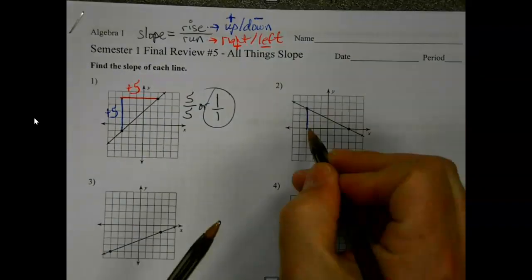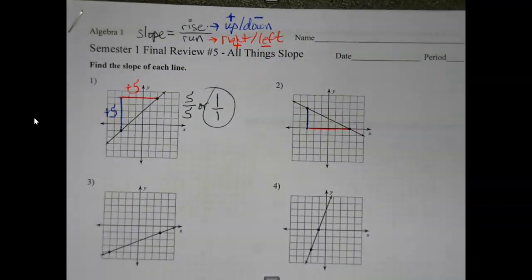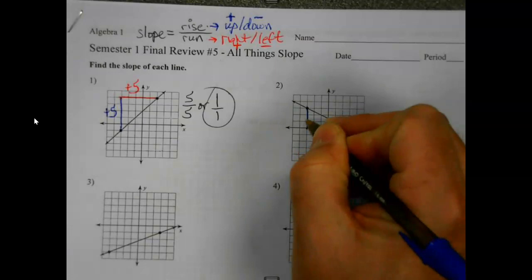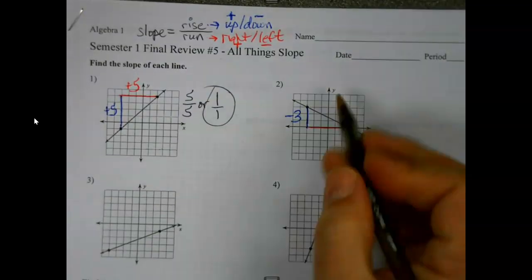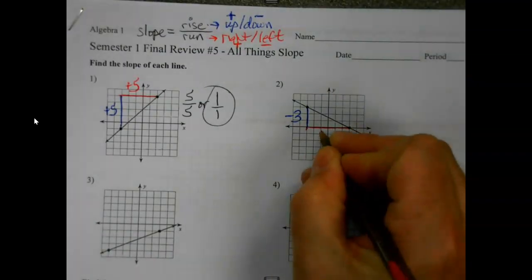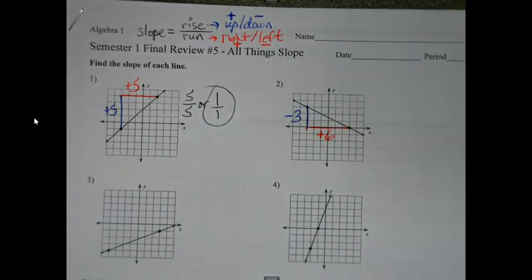So get even with that one and go over. Color's never a bad idea. So this time I went down 1, 2, 3. And I went 1, 2, 3, 4, 5, 6. But I'm going to the right. Again, direction matters.